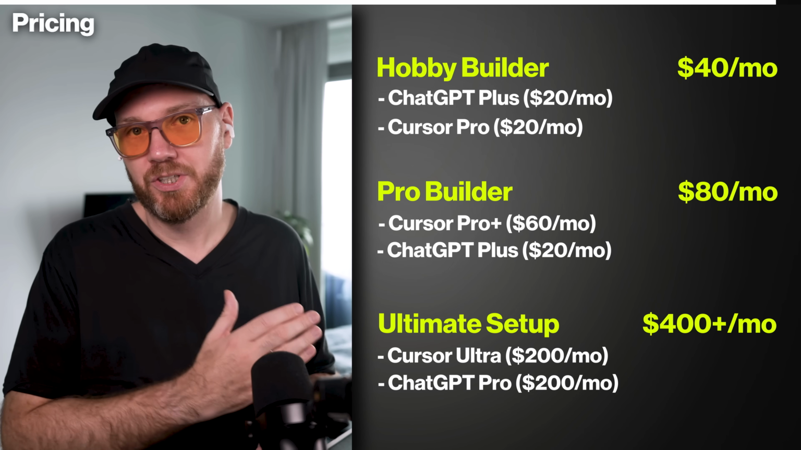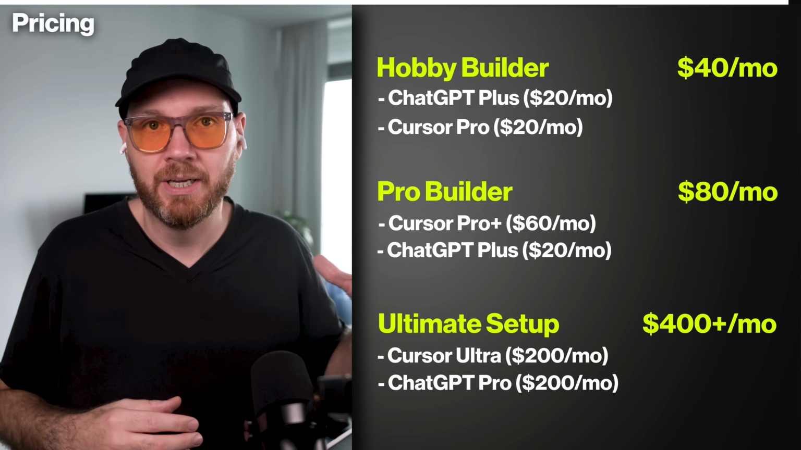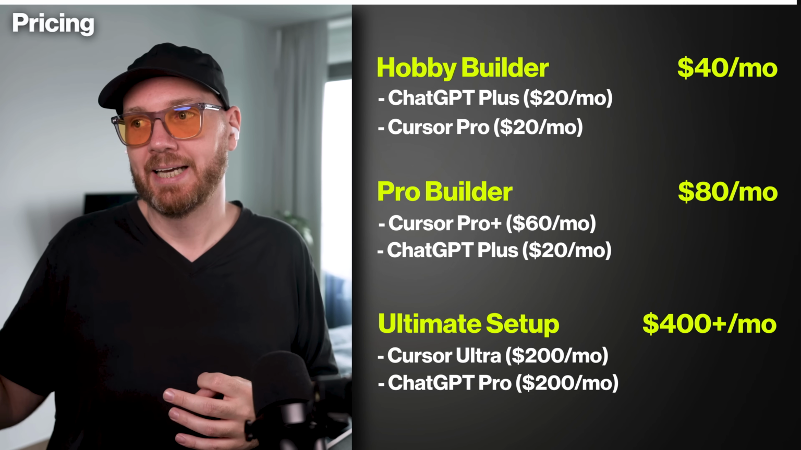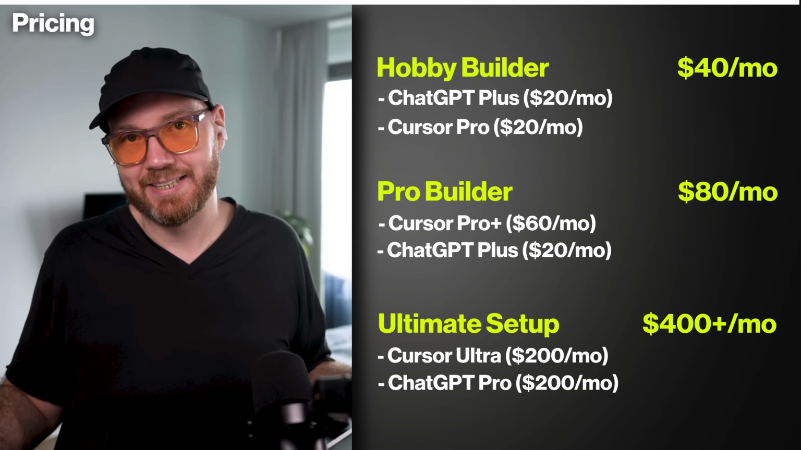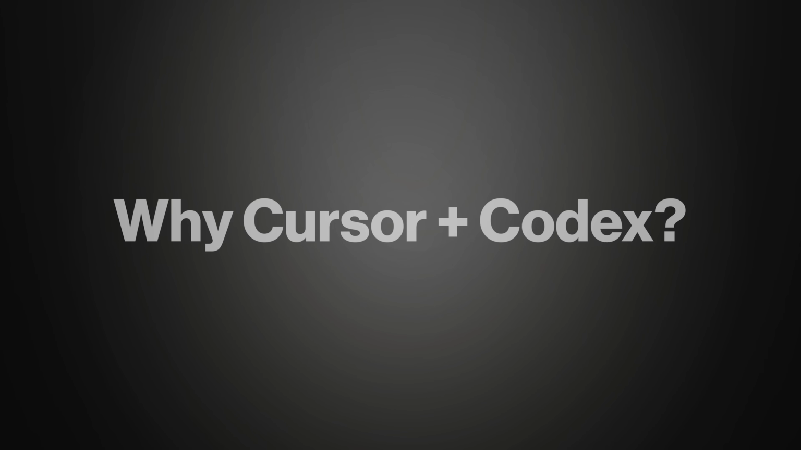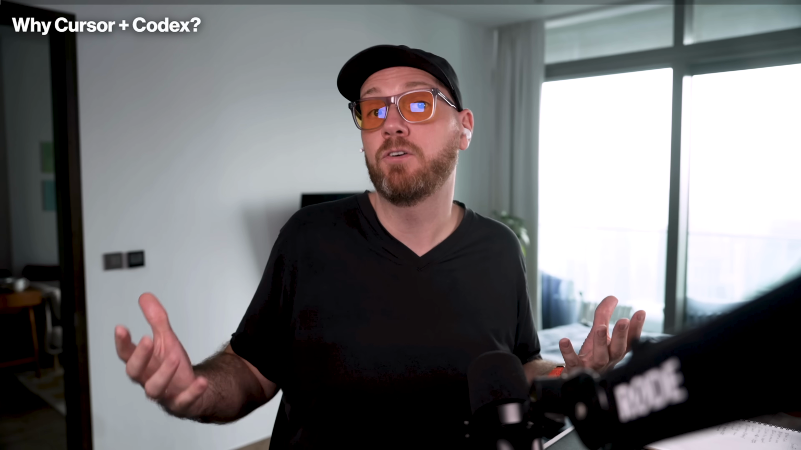So the most important step here is not to think about $40 or $80 or $100 or whatever, but that you start building first and then upgrade as time progresses, as you validate your ideas and hopefully start making some money. And one question that I get a lot is, why do I need both? Why do I need Cursor and Codex?